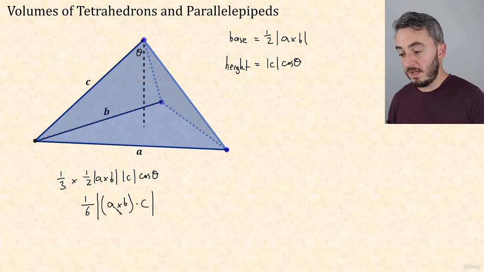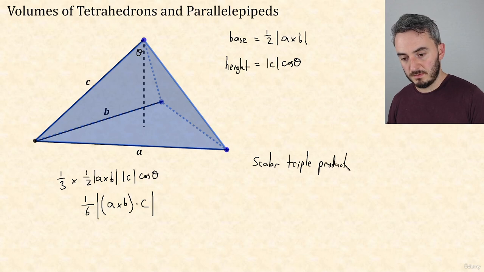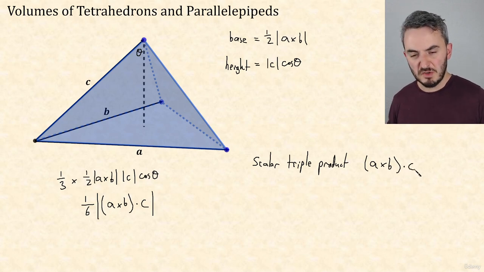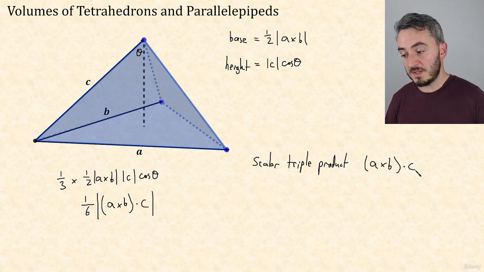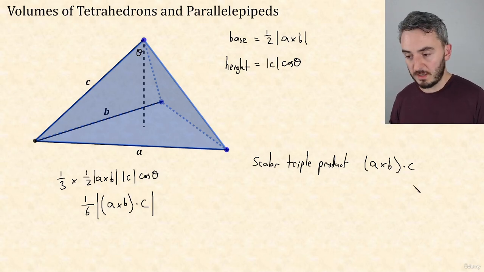Now this little bit in here has a name. It's called the scalar triple product. So the scalar triple product is just that bit inside there, which is a cross b dotted with c. You could actually have it the other way around, c dotted with a cross b, but that's the scalar triple product. And so the volume of a tetrahedron is just 1/6 of the absolute value, right, modulus of the scalar triple product. So let's go ahead and apply that and work out some volumes.